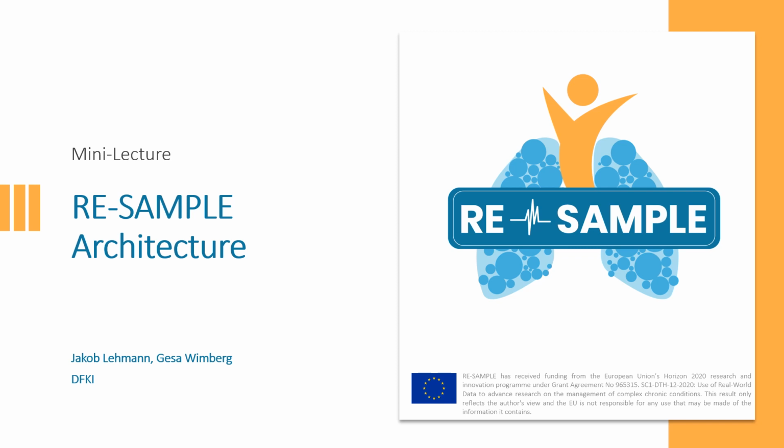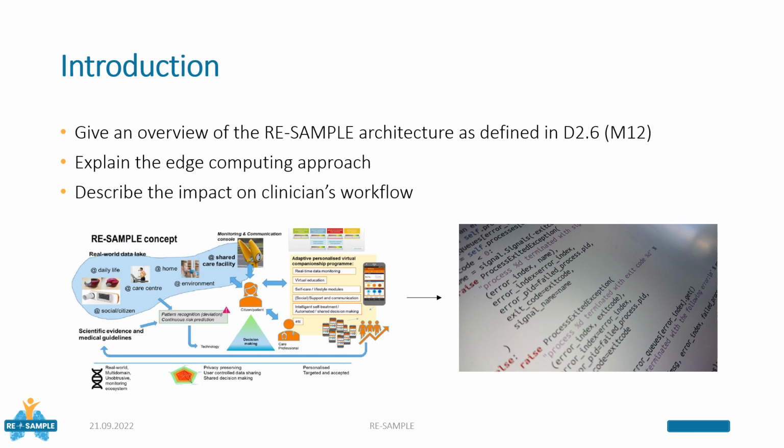This mini lecture was created by Jakob and me, Gesa, with input from Serge and Alberto. The goal of this mini lecture is to give a simplified overview of the resample architecture as defined in Deliverable 2.6. It was submitted in month 12, led by Atos together with Gemelli, UT, DFKI, UPRC and Innovation Sprint.